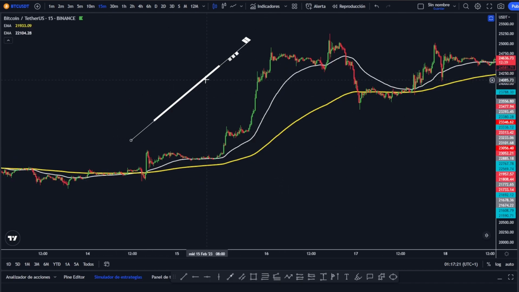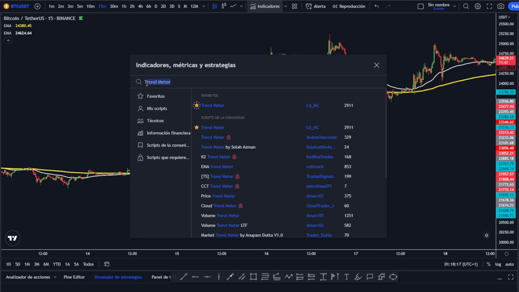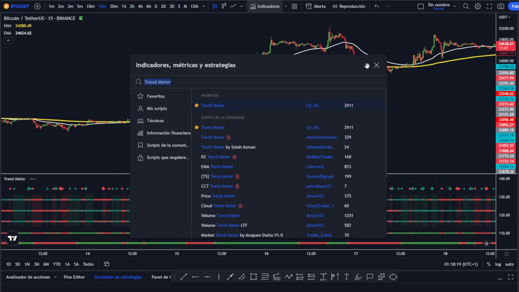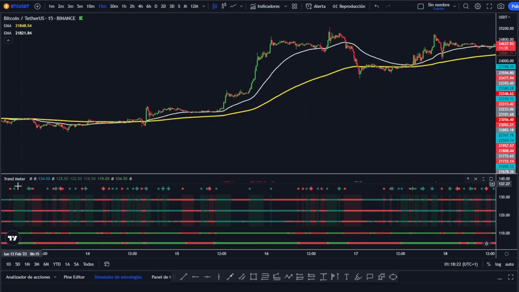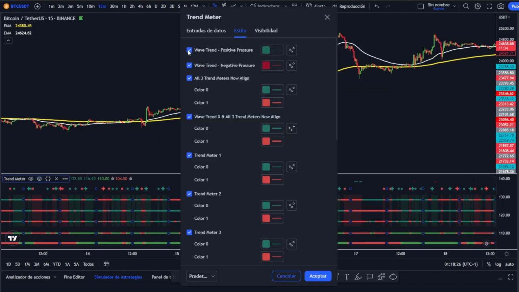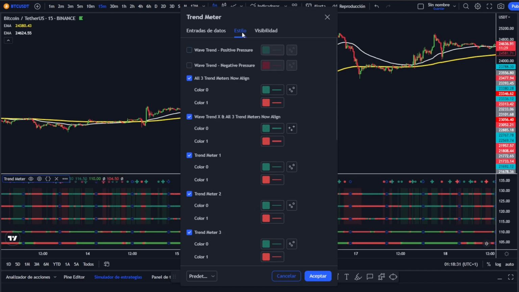Now we look for these 2 indicators that will help us to maximize our trend operations. The first one would be the trend meter. We click and we would get something like this. We would have to go to configuration and we would remove these first 2 options in the style section, the data entry, and all the rest we would leave it the same.